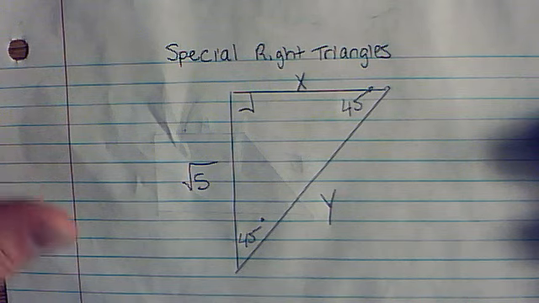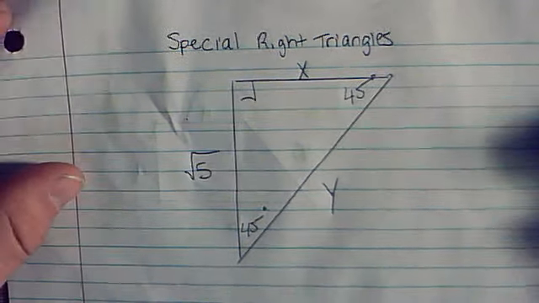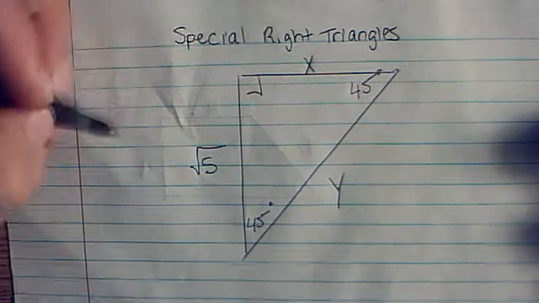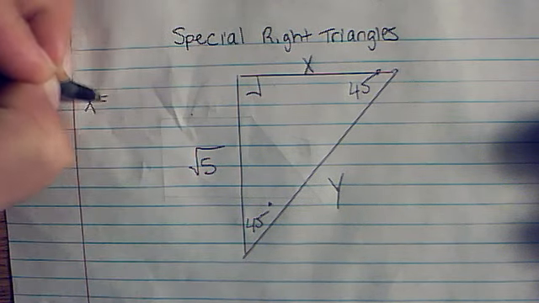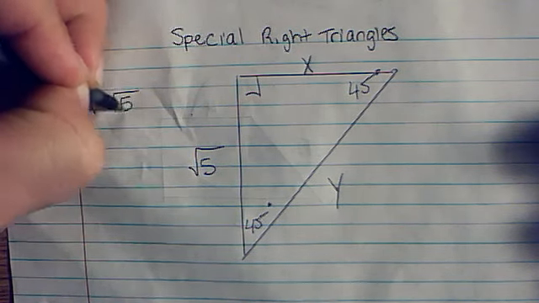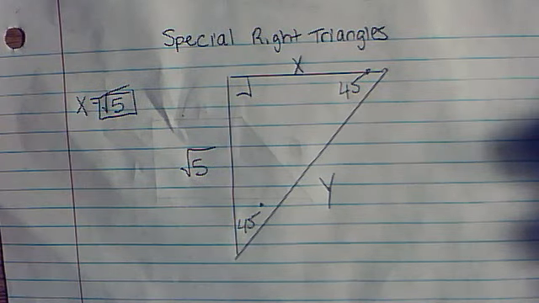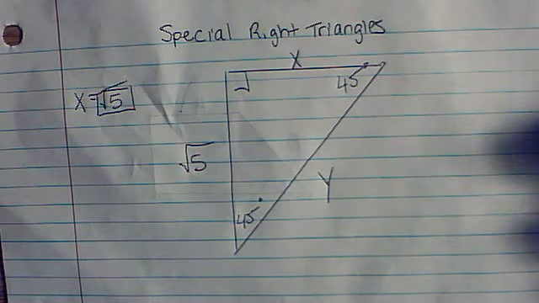Okay, now on your paper we have this 45, 45, 90 triangle. Now any 45, 45, 90 triangle is an isosceles triangle, so that means that the two legs are going to be equal. So if I wanted to find the value of x, the only thing I would need to do is state that it equals the same exact measurement as the other leg, which was the square root of 5.